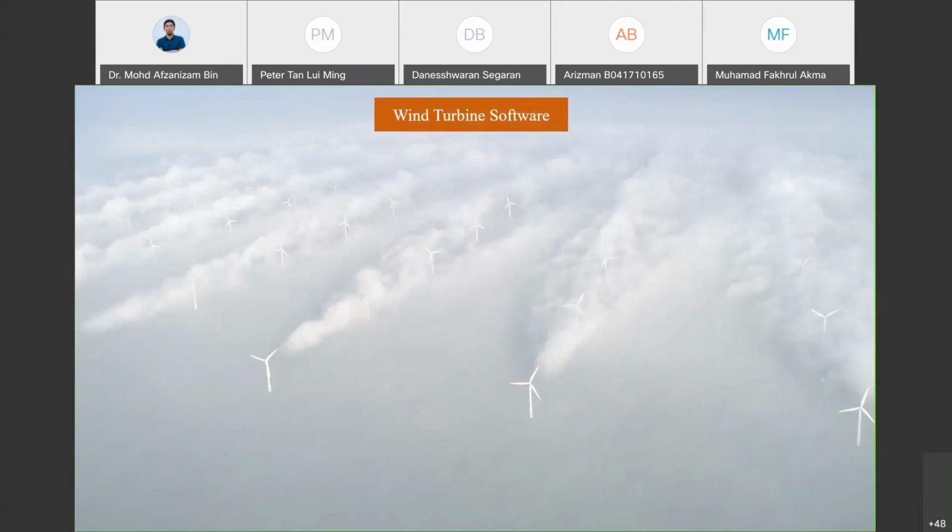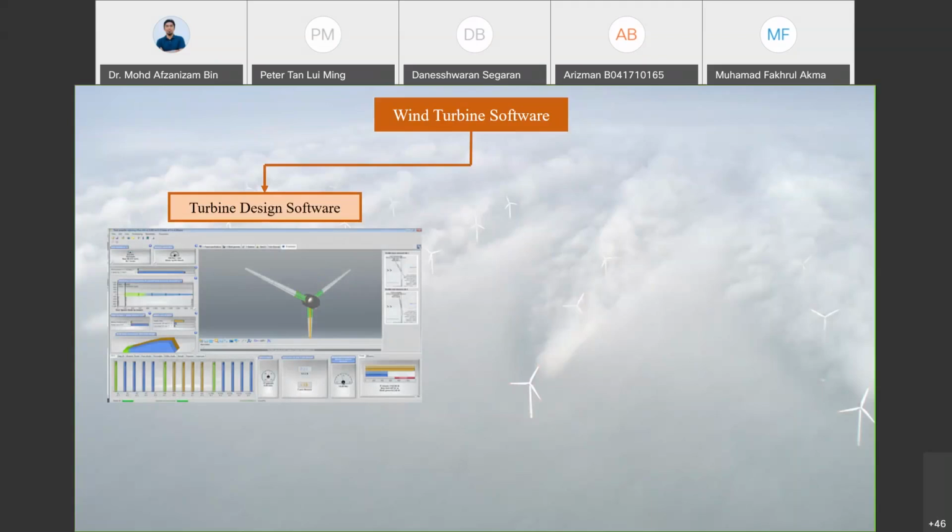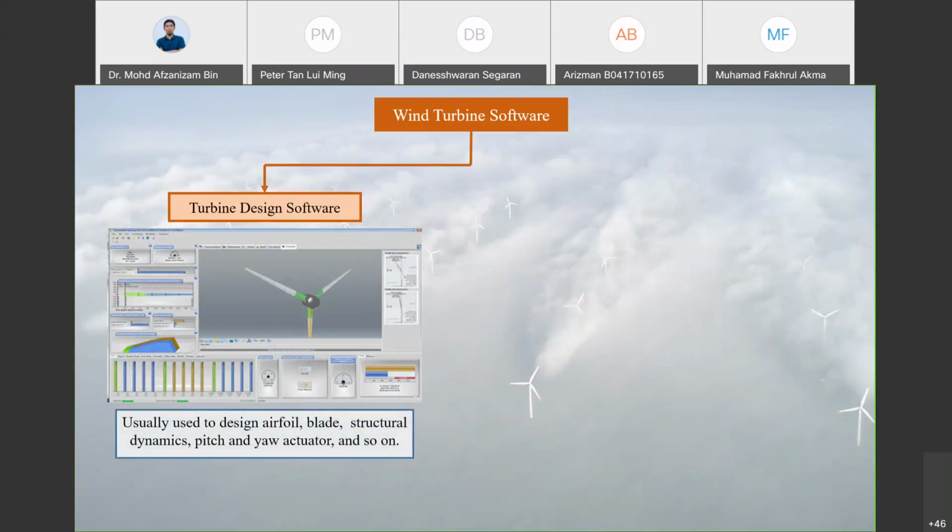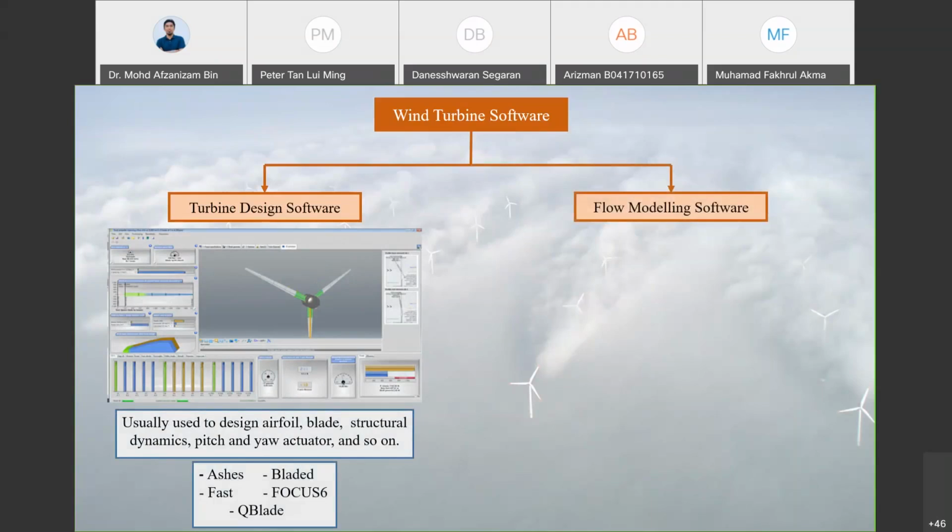Next, there are a lot of wind turbine software. Turbine design software, for example this one, is usually used to design the wind blade and also the structural dynamics, pitch and yaw actuators, and so on. Different software actually considers different parts of the wind turbine. Here is a list of turbine design software.